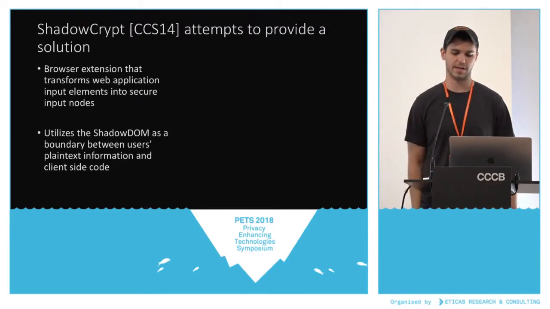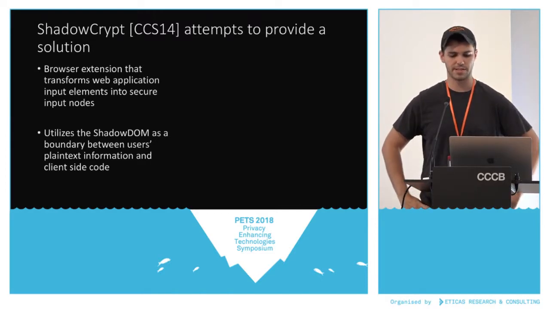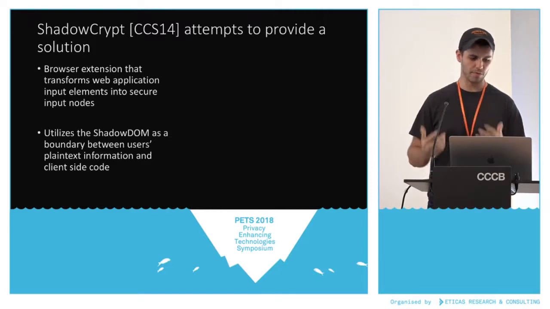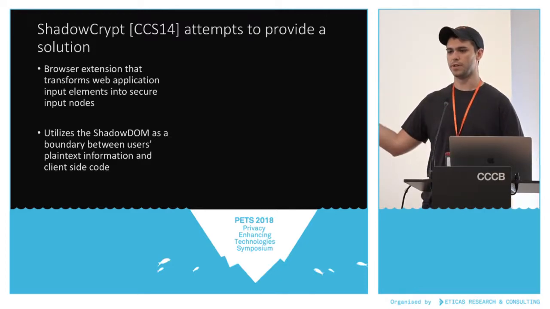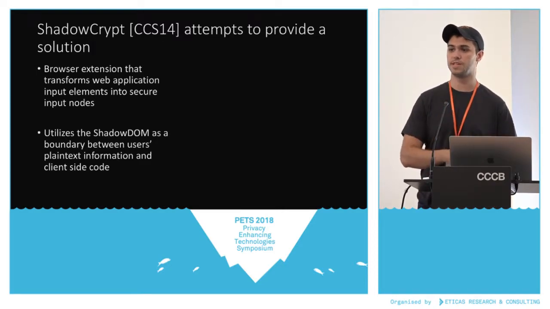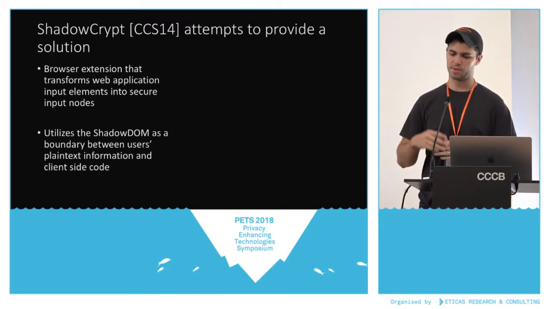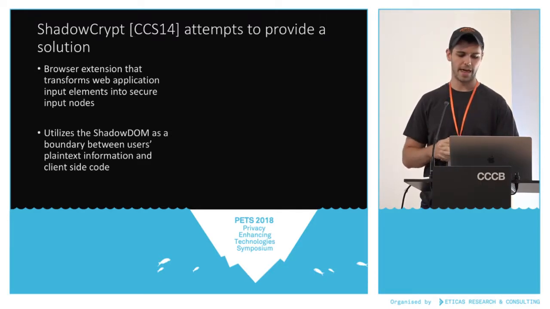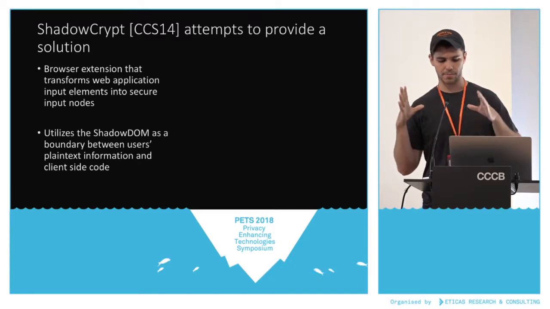So ShadowCrypt, in 2014, published a paper at CCS where they attempted to provide a solution for this. They wrote a browser extension that would scan the page for all of the input nodes and transform those input nodes into secure input nodes. And what I mean by secure input nodes is they were utilizing the Shadow DOM, a new primitive that came out to browsers probably around 2013, 2014, that allowed for a separation between client-side code and where the data is actually rendered.